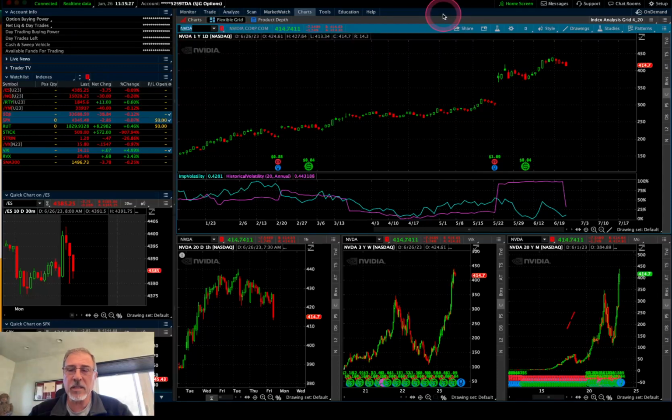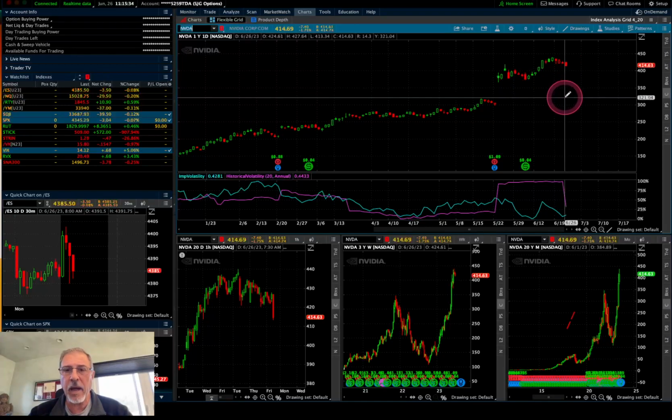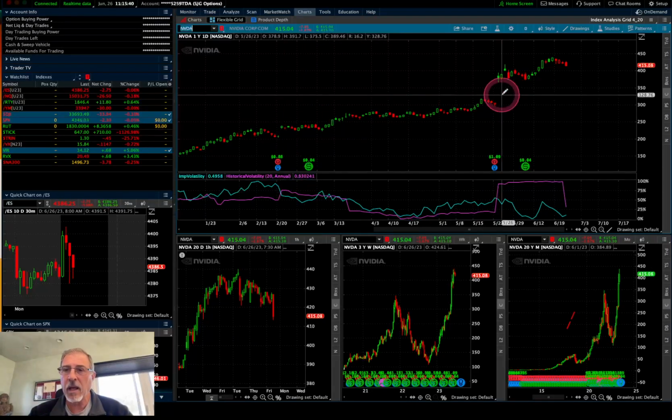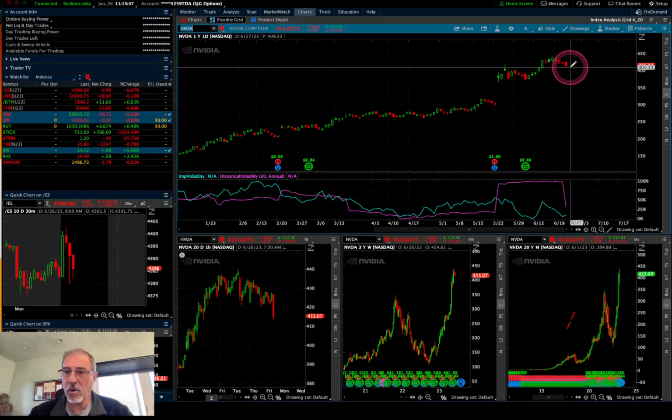Now, one of the things that tends to happen with stocks is they tend to do what's called fill the gap. They tend to pull back and usually fill the gap. Now, NVIDIA doesn't all the time. You can see it didn't here. However, I do think it's possibly overextended, and it is showing a little weakness here.